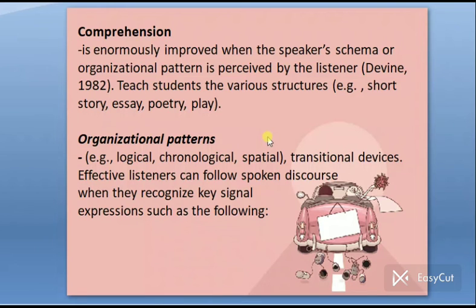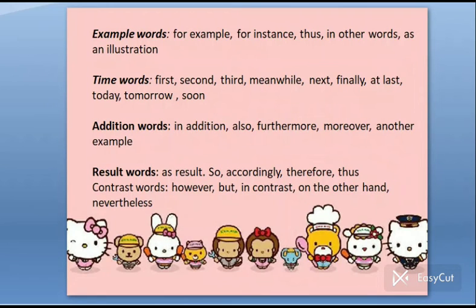Effective listeners can follow spoken discourse when they recognize key signal expressions such as the following. Number one, example words. The keywords or terms used in example words are for example, for instance, thus, in other words, as an illustration. These are the words used as example words. Example words are usually found in generalization plus example, but may be found in enumeration and argumentation.